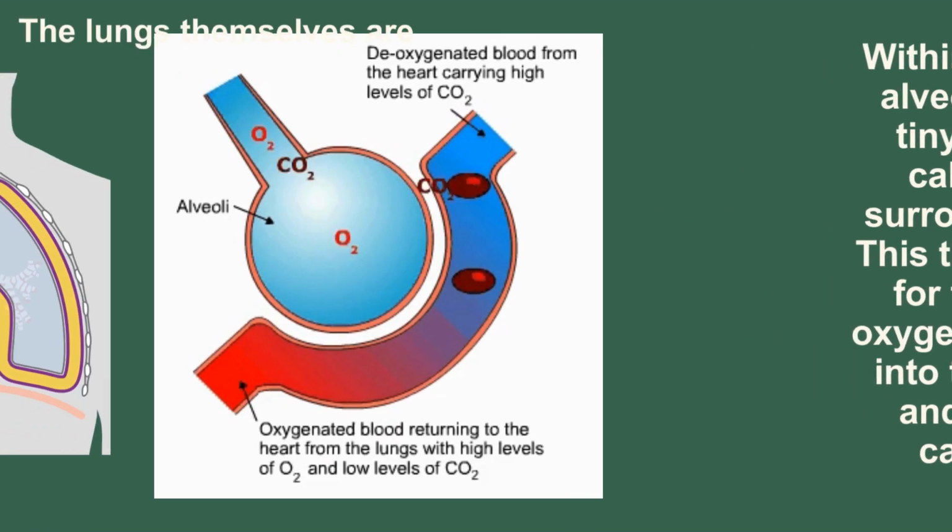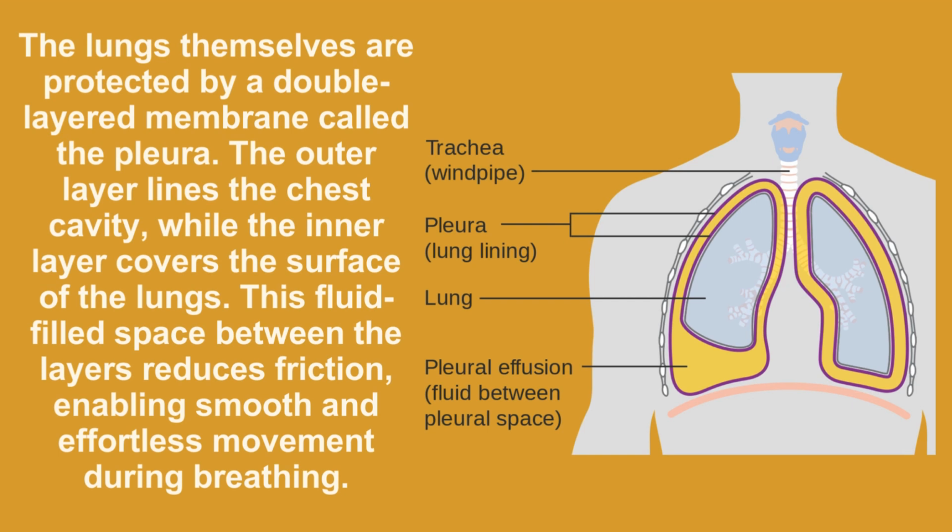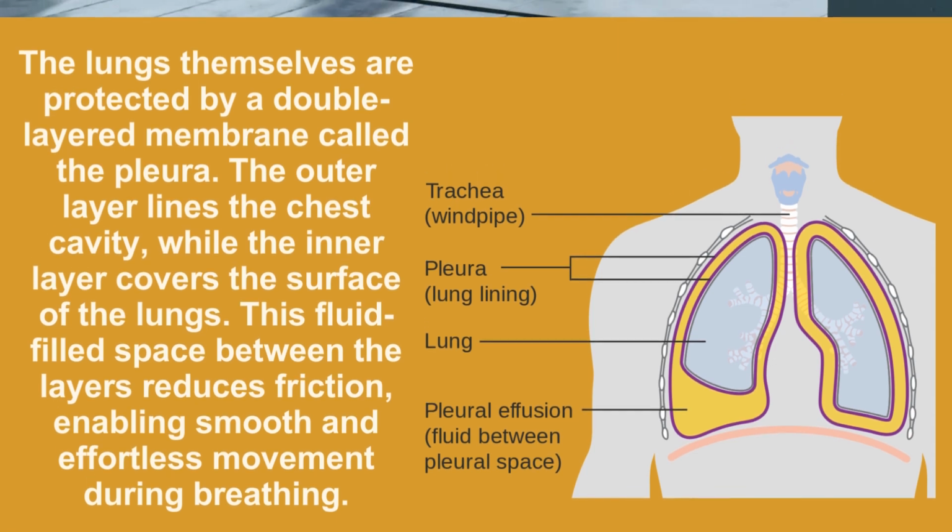The lungs themselves are protected by a double-layered membrane called the pleura. The outer layer lines the chest cavity, while the inner layer covers the surface of the lungs. This fluid-filled space between the layers reduces friction, enabling smooth and effortless movement during breathing.